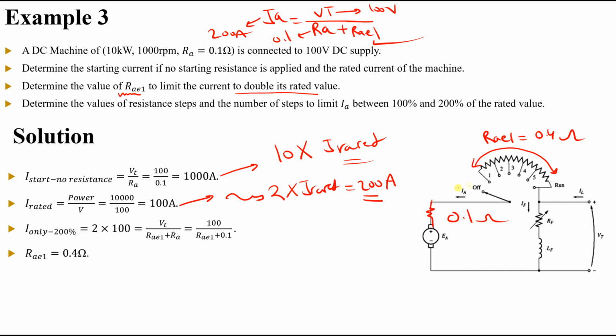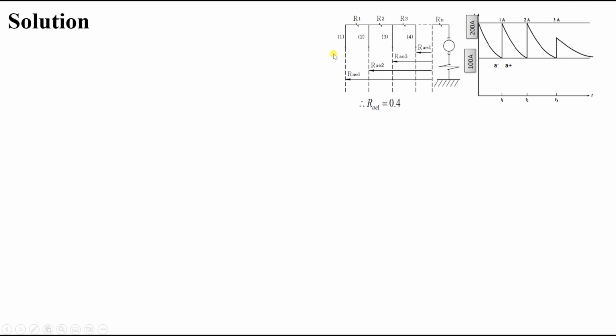Now the next requirement is that I need to know the value of resistance steps and the number of steps to limit the current between 100 and 200 amperes. So I need to know how many steps we have and the resistance of each step. How can I do this? Let's understand what I need exactly. We need to limit our current between 100 amperes, which is the rated, and double the rated value. Since we added R_e1 at the very beginning, all of our resistance is in the circuit.